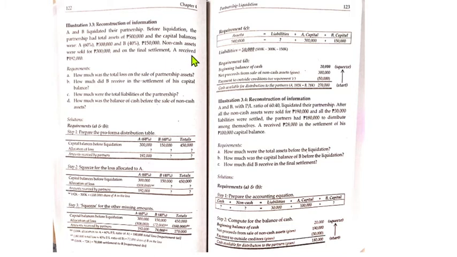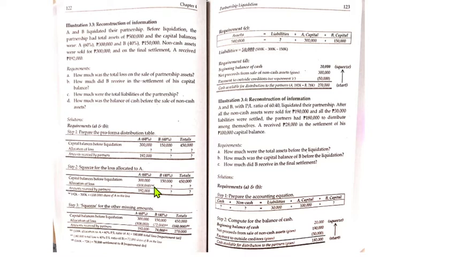However, mayroong sinabi dito that on the final settlement, A received 192. So, binigyan ka ng amounts received ni A, 192. So, therefore, you have to reconstruct the information for you to get the total amount of the loss. So, kung 192,000 ang naibigay kay A, pero ang kanyang beginning capital balance ay 300,000, therefore, ang na-allocate na loss sa kanya, proceed to step number 2, ay 108,000. So, 300 minus 108 is 192,000.